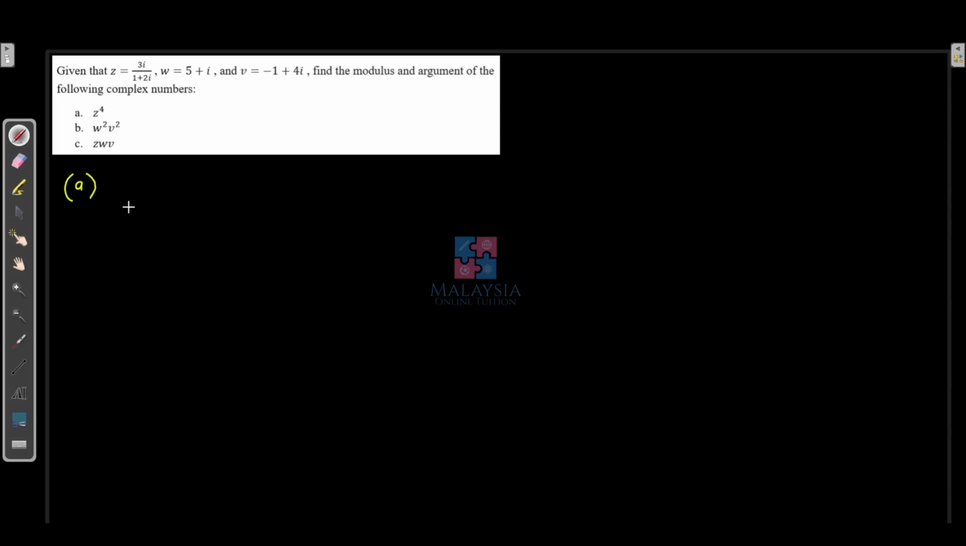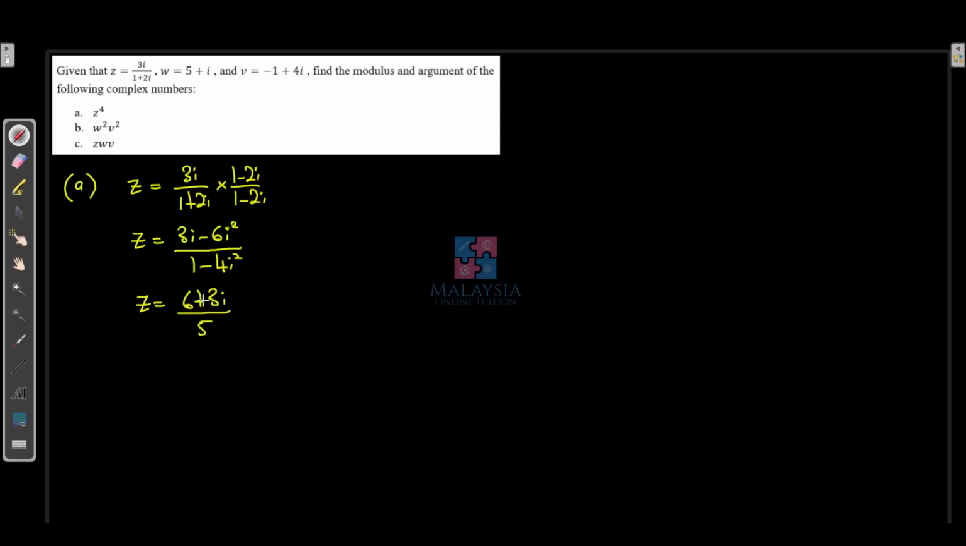So for complex number Z, we can find the complex number first in the form x plus yi, and then we change to exponential form. So 3i over 1 plus 2i, and then we multiply by 1 minus 2i over 1 minus 2i. So what is this? 3i minus 6i squared, divided by 1 minus 4i squared. So then we have our z to be, negative 6 times negative 1, which is 6, plus 3i, over 1 plus 4, that is 5.